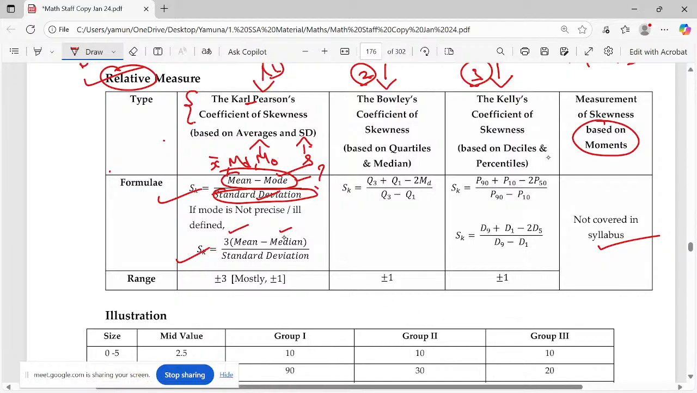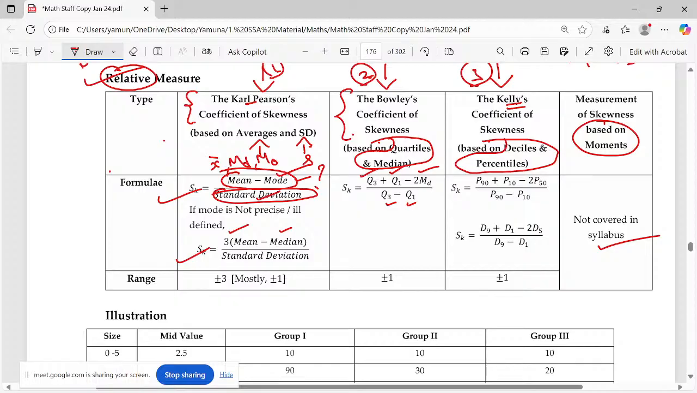we take the help of the empirical relationship and we use 3 times mean minus median. If we go for Bowley's, he is discussing not all the averages, only quartiles and median. When you go for Kelly's, he is also doing the same thing, but not on quartiles and median, but instead deciles and percentiles. So he takes Q3, the third quartile, and Q1, then minus 2 times the median value, over Q3 minus Q1.